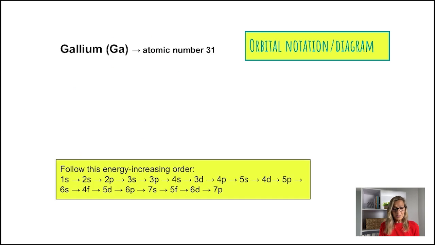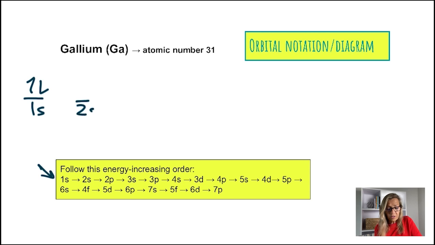Let's do one more. Let's do a big one. Let's do gallium. All right, I've got 31 electrons. Here's my order. So I'm going to start off with the 1s orbital. I've got 1, 2, and then the 2s. I'm going to go ahead and get ahead here. I'm going to draw some of these. I know I'm going to need a bunch of these orbitals.